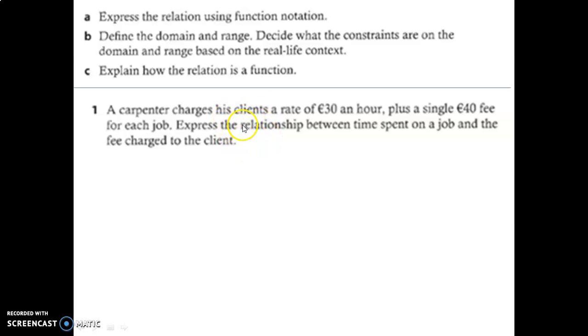So please read this situation and see if you can write a function using f for fee charged by the carpenter and h for the input, which is the hours. So what function could we use for this situation? Okay, let's check that work.